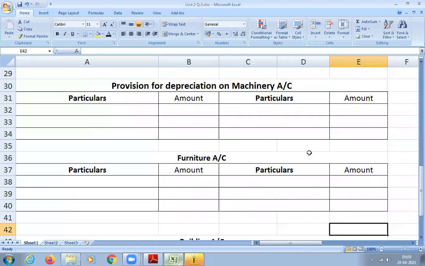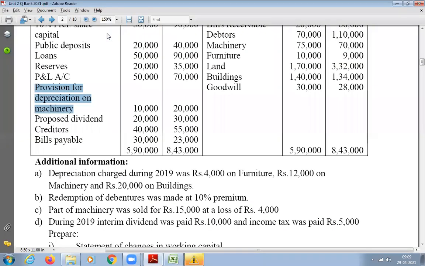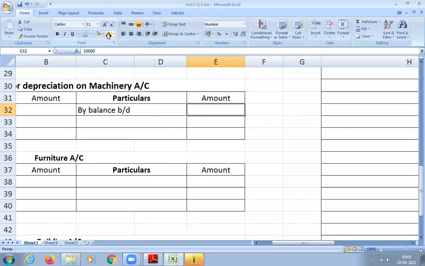Okay, so we have the opening balance and closing balance. Where do you write the opening balance? Debit or credit side? Credit side, sir. It is the credit side. Okay, so write down by balance brought down. How much is that? 10,000. Write down 10,000.